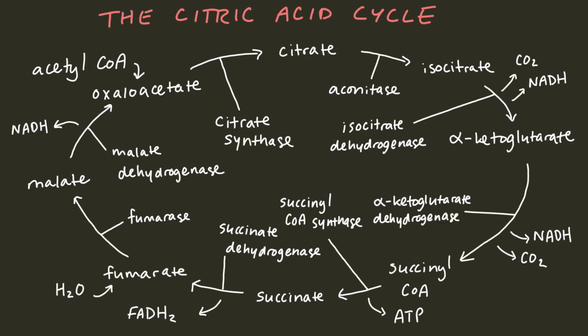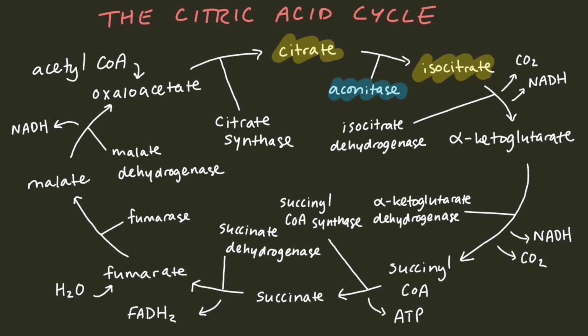Our acetyl-CoA then enters the citric acid cycle, also known as the Krebs cycle, which also takes place in the mitochondrial matrix. Here, 8 more reactions happen. Acetyl-CoA combines with oxaloacetate and is turned into citrate, also known as citric acid, hence the name of the cycle, with the help of citrate synthase.